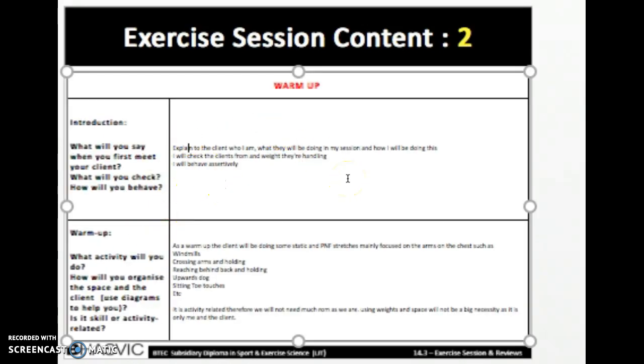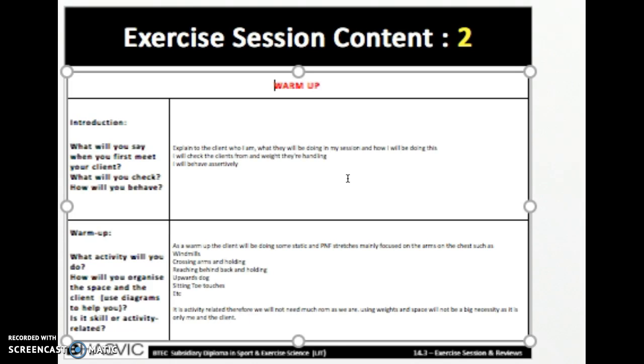For the warm-up, I said I would go through with the client, explain to the client who I am, what they will be doing in the session, and how I will be doing this. I would be checking the client's form and the weight they were handling, and I will behave assertively. For the warm-up, the client will be doing some static and PNF stretches, mainly focusing on the arms and the chest, or the whole upper body.